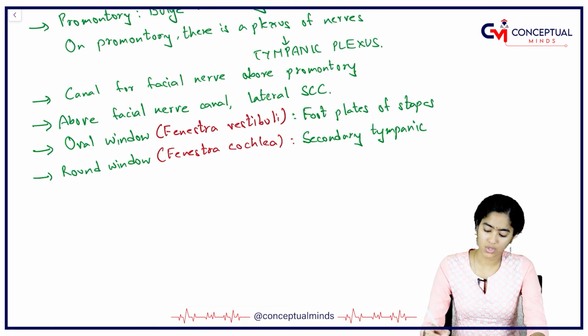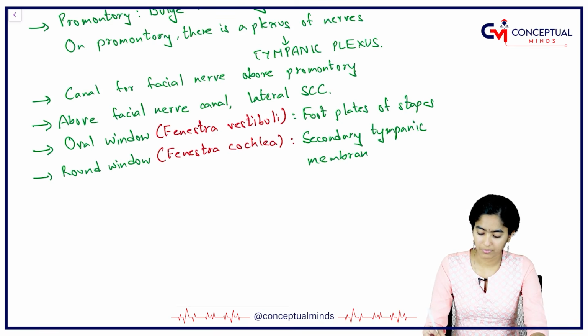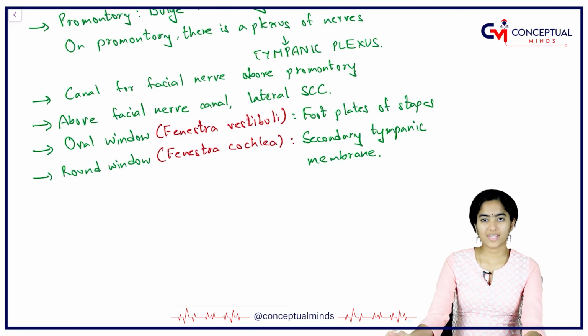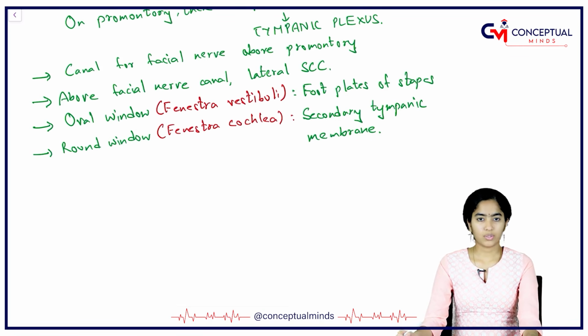The round window is called the secondary tympanic membrane. It encloses the scala tympani part in the inner ear. These are the two windows.